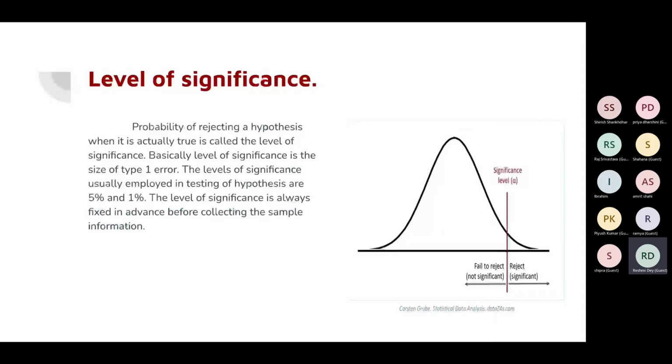Now we come to level of significance. The probability of rejecting a hypothesis when it actually is true is called the level of significance. Suppose I have a null hypothesis and it is actually true, but I'm still not going to accept the null hypothesis. Then that probability is the level of significance. Basically, level of significance is the size of type 1 error.